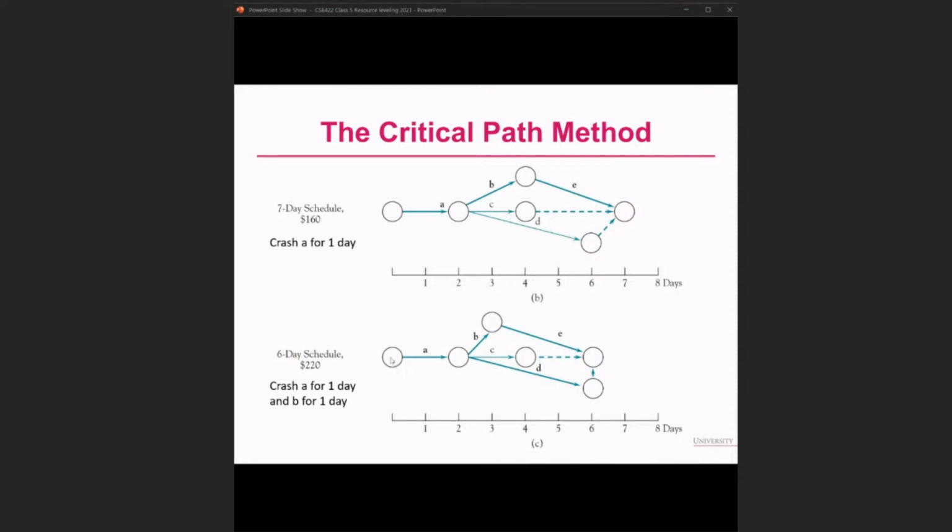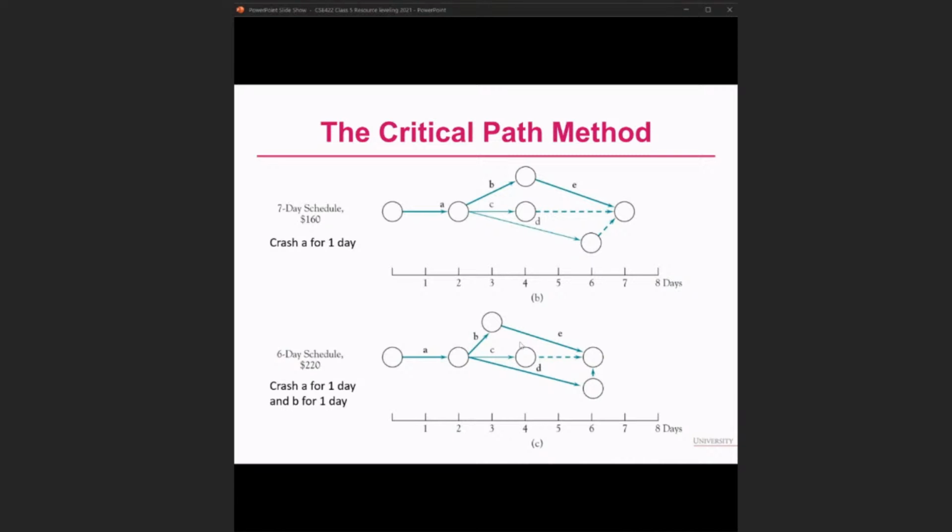We will further cut it, because you can see from the 7-day schedule, ABE is still the critical path. So we crash B. So we now know that if we want to get a 6-day schedule, we crash A for 1 day and B for 1 day, then we get the 6-day schedule with a total cost of 220.